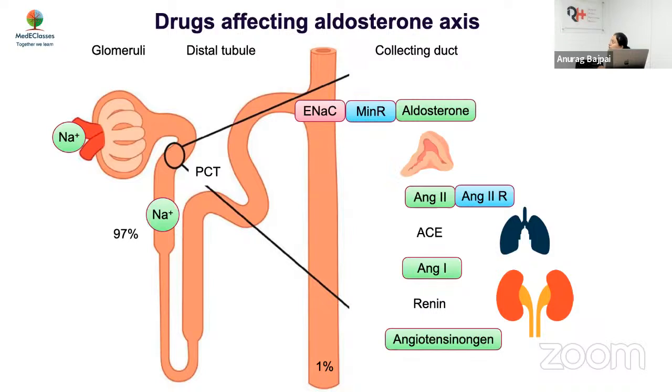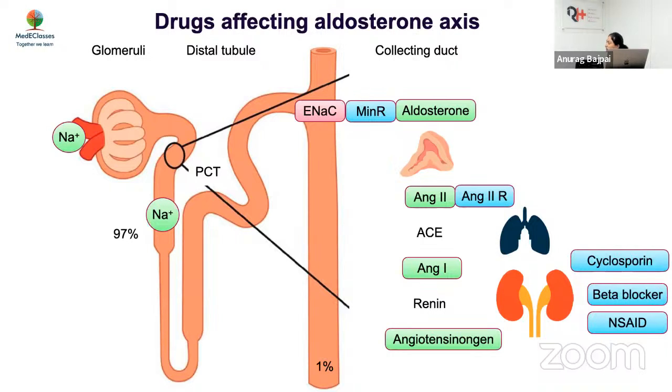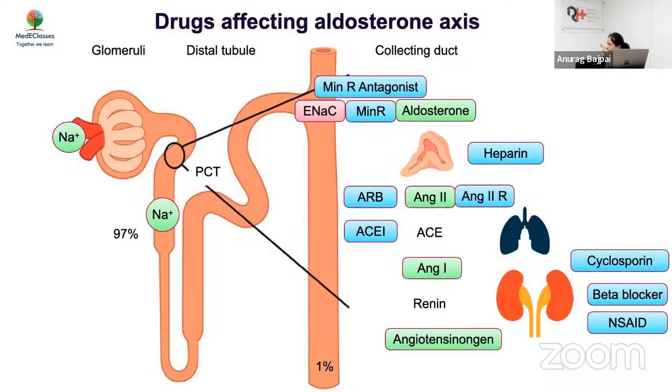Common drugs affecting the aldosterone axis may also result in type 4 or hyperkalemic RTA. Common drugs that may cause it are beta blockers, NSAIDs, and cyclosporin, which cause hyporeninism. Angiotensin receptor blockers, which basically act on the angiotensin 2 receptors. ACE inhibitors, which prevent conversion of angiotensin 1 to angiotensin 2. Heparin, which blocks mineralocorticoid synthesis in the adrenal gland. Spironolactone, a mineralocorticoid receptor antagonist, and amiloride, which acts on the ENaC channel.